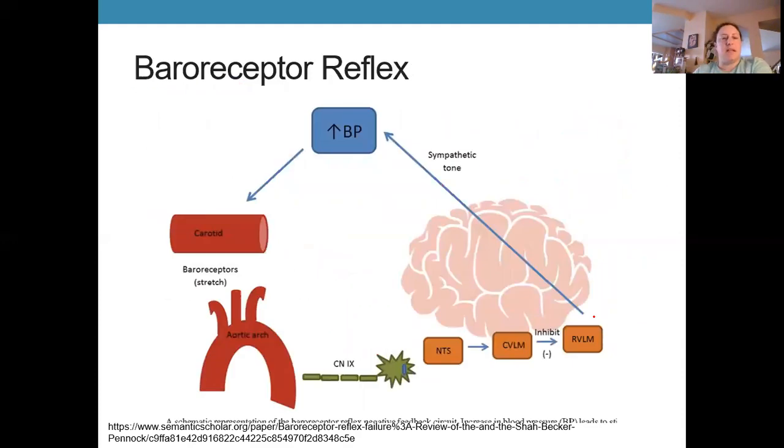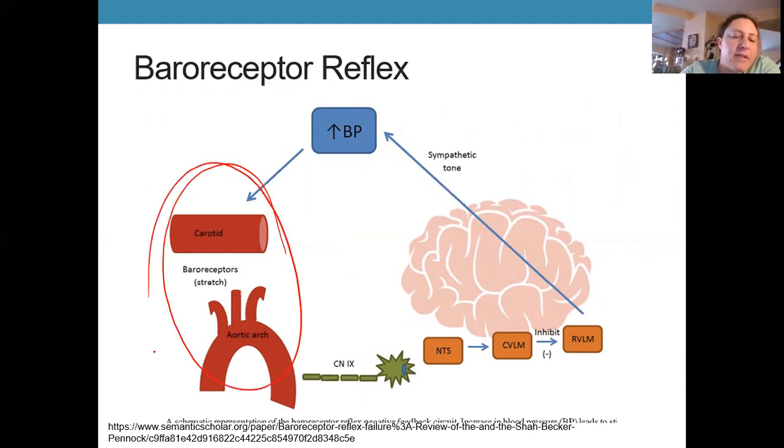So here, this is in diagrammatic form. Baroreceptors are in the major blood vessels. They're in the aorta and the carotid arteries, which are the ones that deliver blood to your brain. So they are monitoring this. When they detect a change in blood pressure, they're going to respond accordingly.